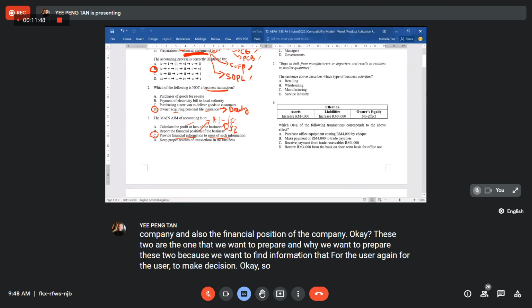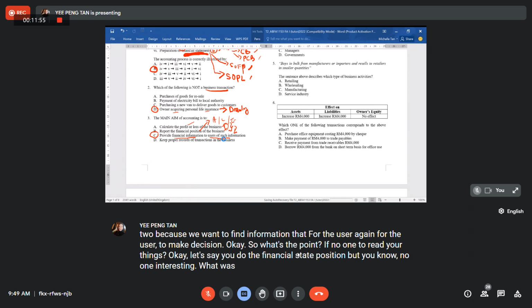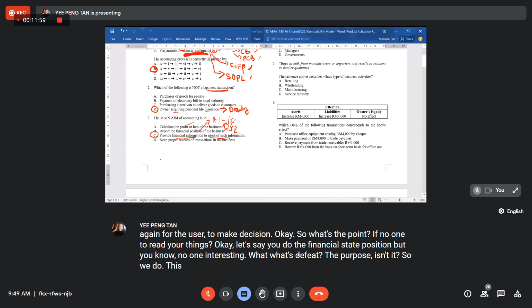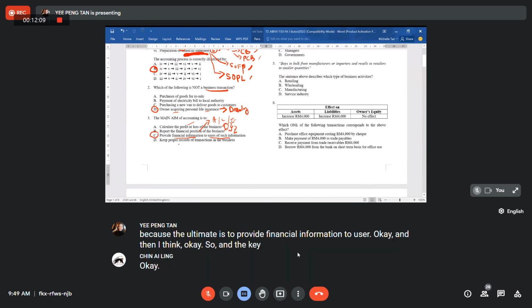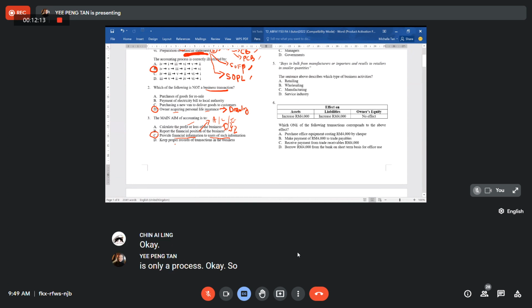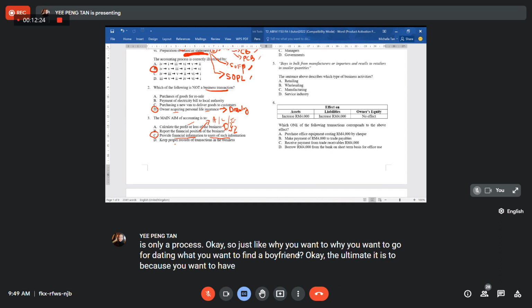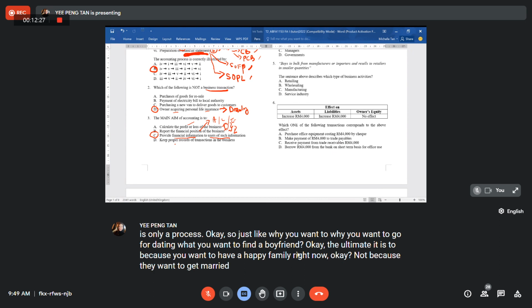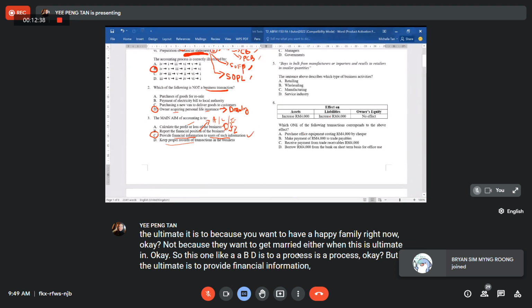So what's the point if no one reads your work? Let's say you prepare the statement of financial position, but no one is interested. What's the purpose? It defeats the purpose, isn't it? So the ultimate aim is to provide financial information to users. Understand? Okay. And keeping proper records is only a process. Just like why do you want to go dating? Why do you want to find a boyfriend? The ultimate aim is because you want to have a happy family, right? Not because you want to get married. That's just a process. So A, B, D are still processes, but the ultimate aim is to provide financial information. So the answer is C.